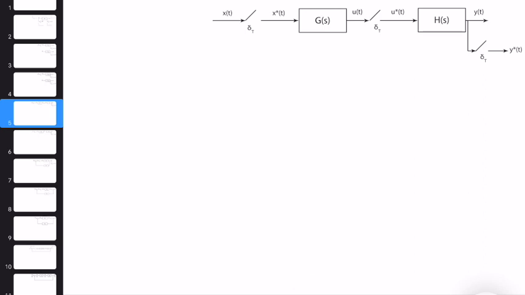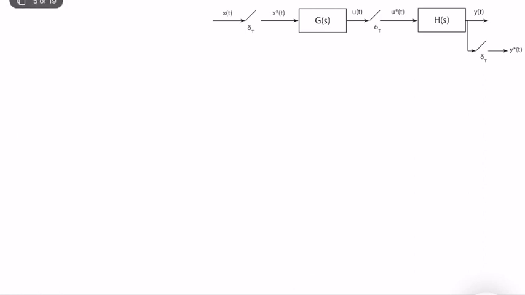Good. So let's make some examples to better understand the path transfer function concept. We have a cascade structure, but it's a digital control system. x of t is sampled here. We have G of s, and u of t is a continuous time signal. We sample u of t and obtain u star of t. H of s is a continuous transfer function. It provides y of t, and then we finally sample y of t and obtain y star of t.